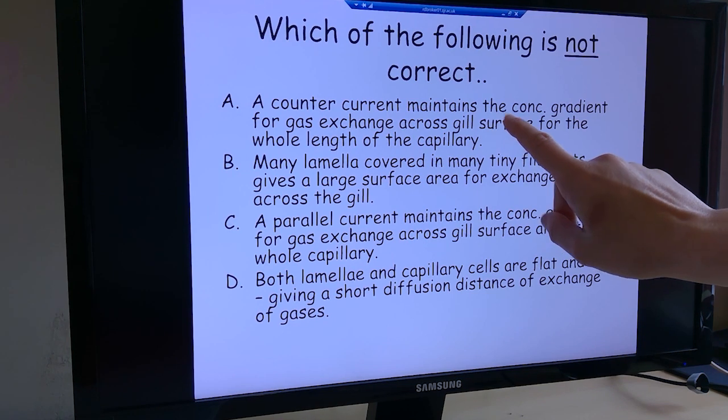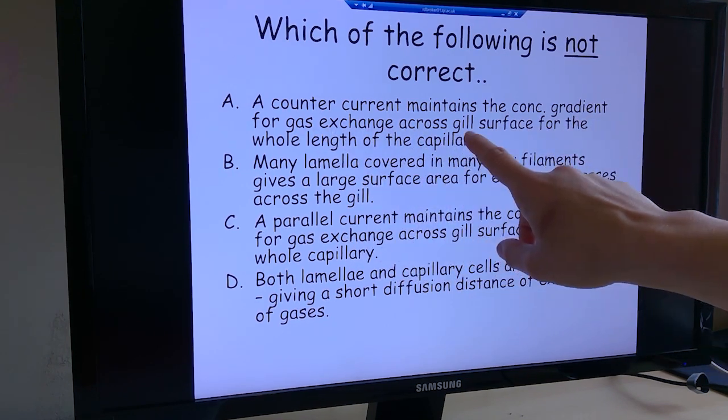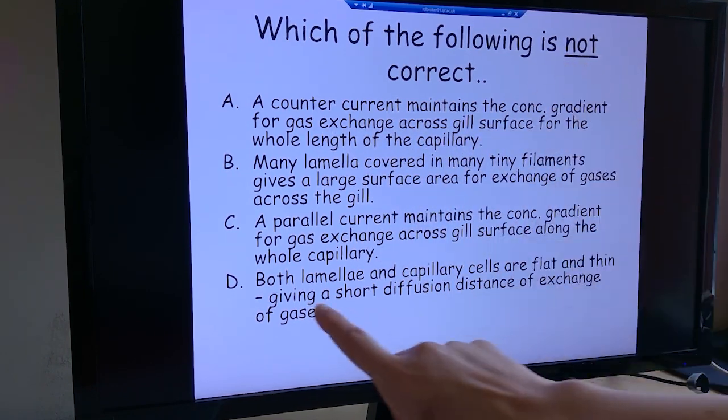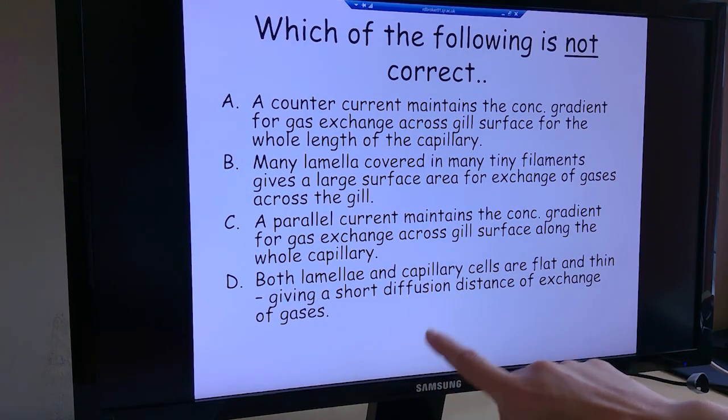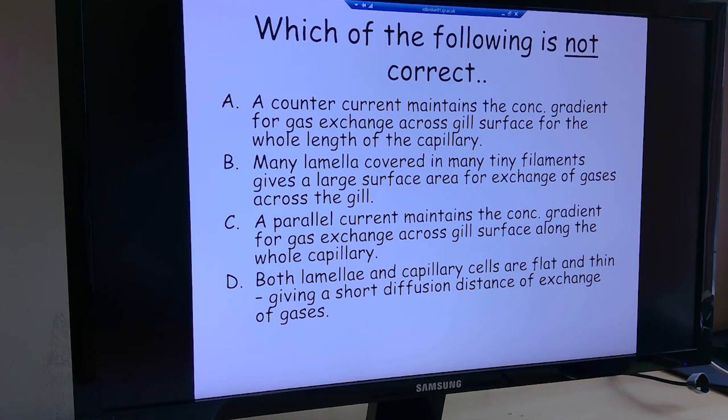A counter current does maintain a concentration gradient for gas exchange across the whole gill surface, that one's correct. And both the lamellae and the capillary walls are flat and thin, giving a short diffusion distance, so that one's correct as well.